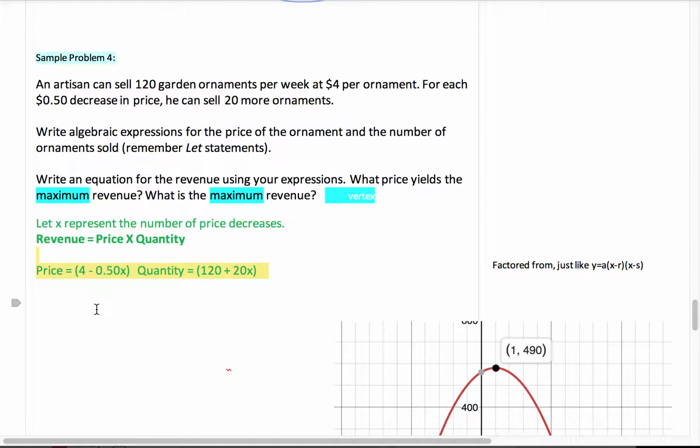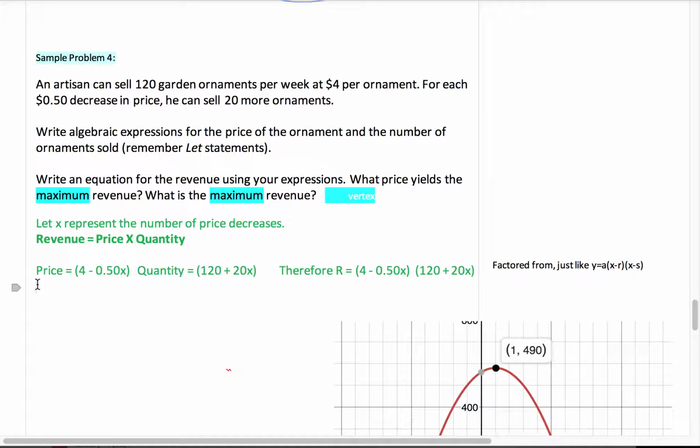It'll look like this. The price is the original price, $4, minus 50 cents times that number of decreases, x. And the quantity is 120 ornaments plus 20 more ornaments times however many price decreases there were. Combine those together, you can get a revenue statement, which is revenue is price times quantity. And that is a quadratic function expressed in factored form. We've seen that before.